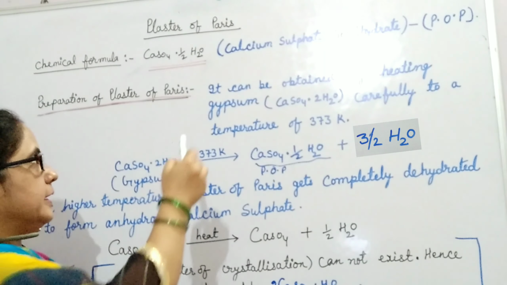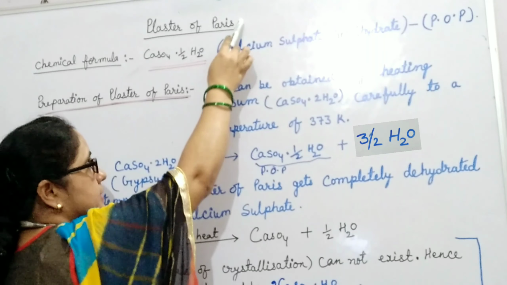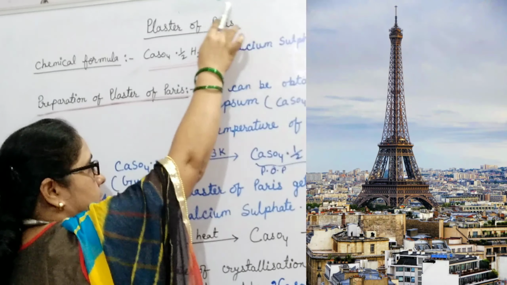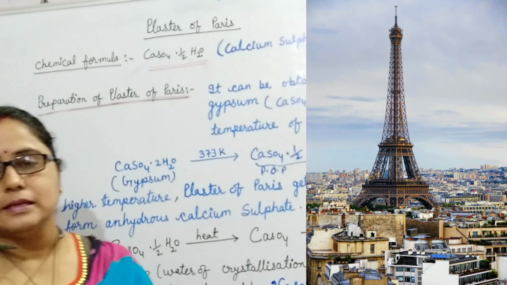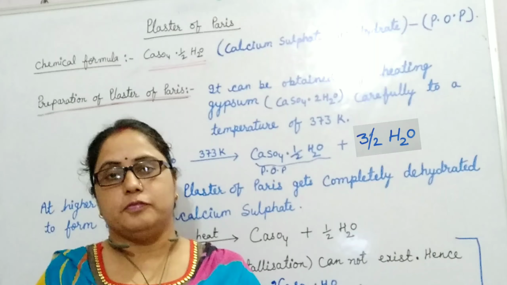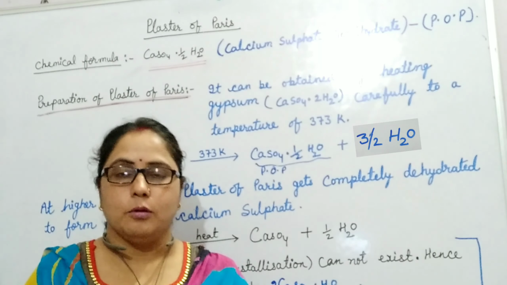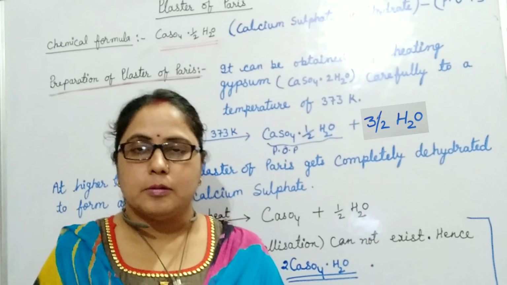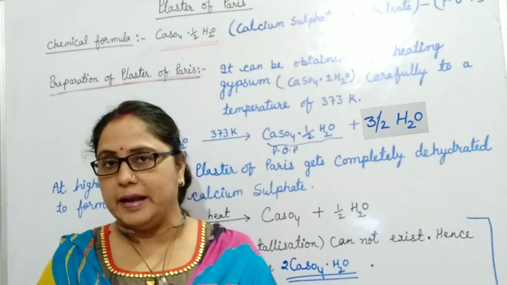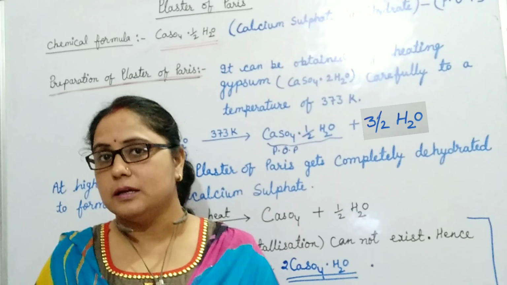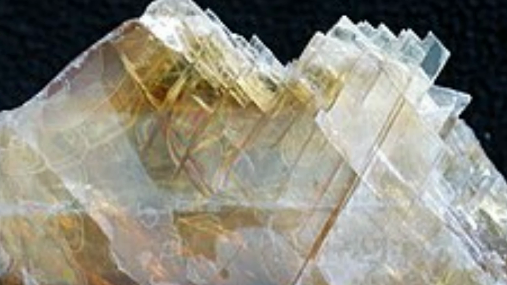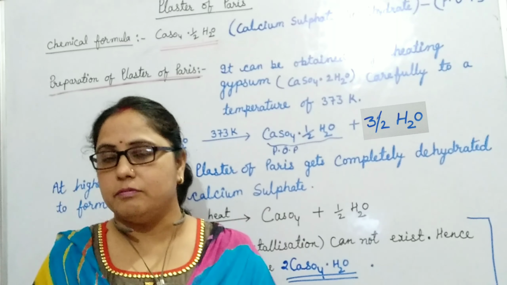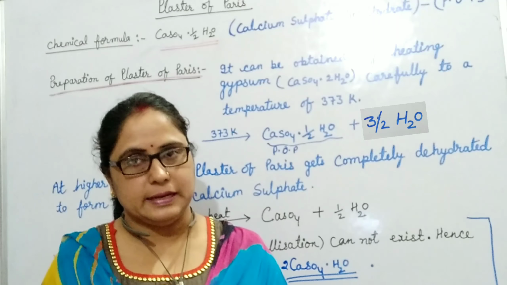From its name, it is clear that something is related with Paris. Actually, plaster of Paris was firstly prepared in Montmartre town in Paris. It is prepared by heating a white rock that is called gypsum. When the gypsum is heated, we get plaster of Paris.